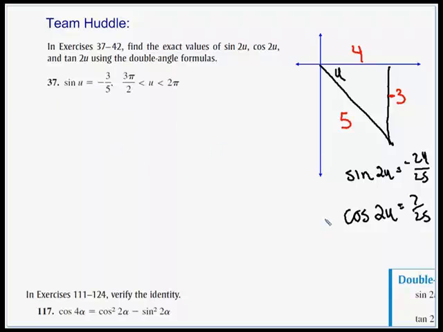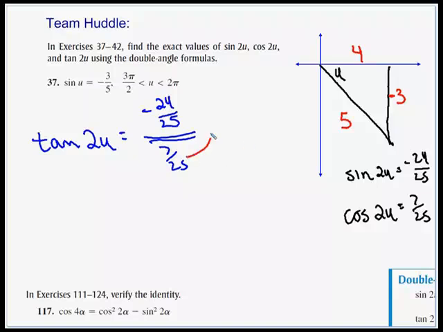And either way we want it, we could set up the tangent formula, or I always prefer the easier route. The tan of 2u is going to equal sine divided by cosine. -24/25, all divided by 7/25. And of course, fraction divided by fraction, invert and multiply. So here the 25s will cancel, and we're left with -24/7.